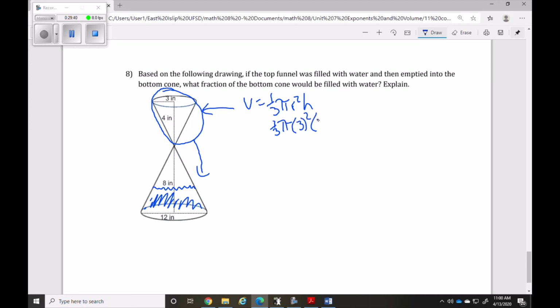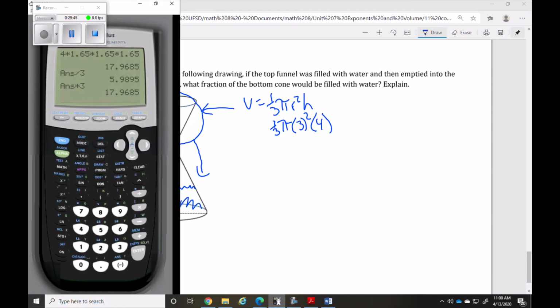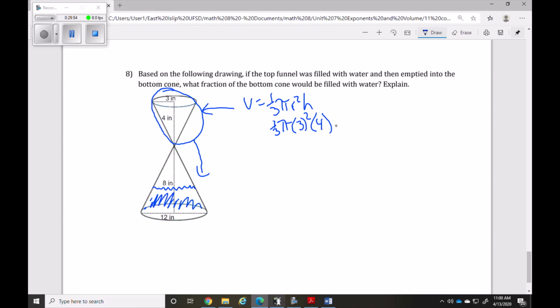The radius is 3 and the height is 4. So my numerator is 1 times 3 times 3 times 4. I don't really need my calculator for this. 3 times 3 is 9. 9 times 4 is 36. Pi divided by 3 really is 12 pi. So the top cone has a volume of 12 pi inches cubed. So that 12 pi is going into the bottom.